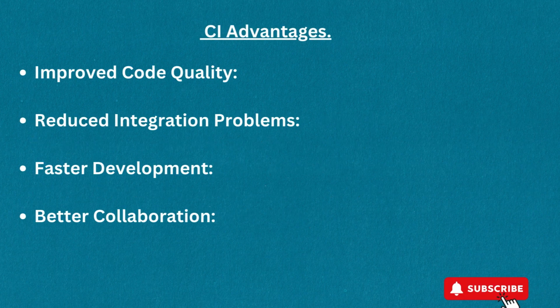Now we will see the benefits of CI and CD. First, we will go to the CI. Automated testing catches bugs before they reach the production, which will result in improved code quality. Frequent integration reduces the complexity of merging code changes, which will reduce the integration problems. Early detection of issues accelerates the development process, which will result in faster development. It encourages the team collaboration and communication.